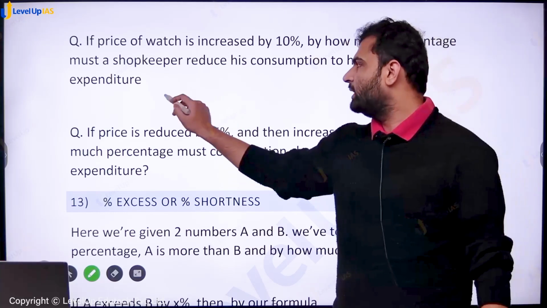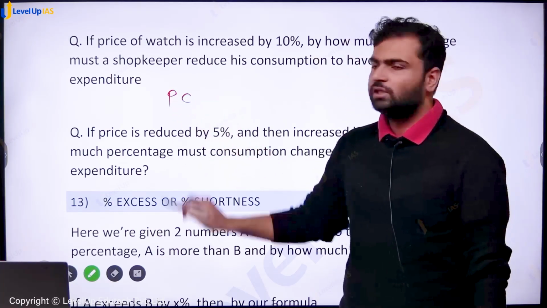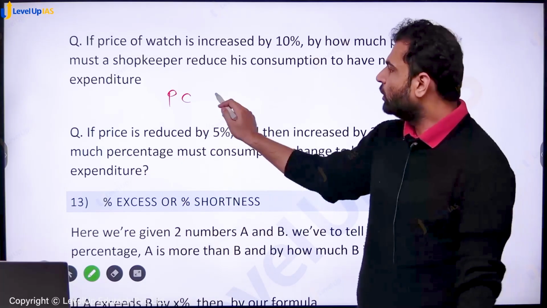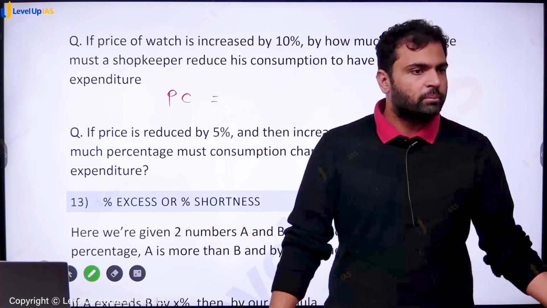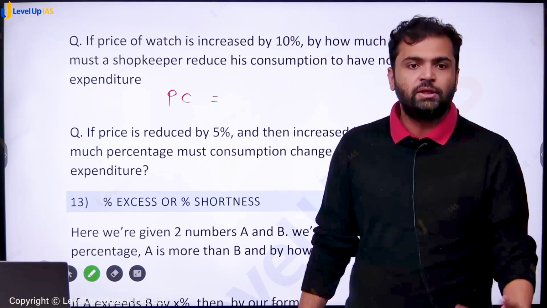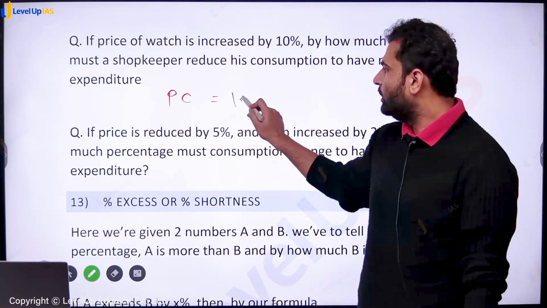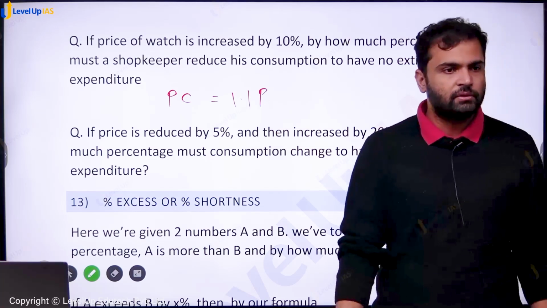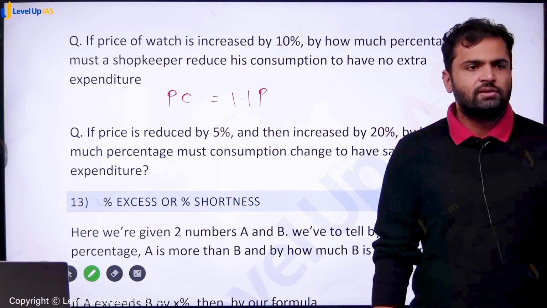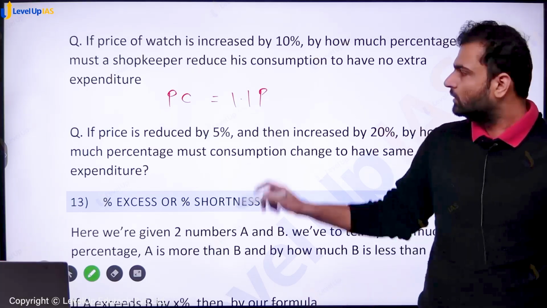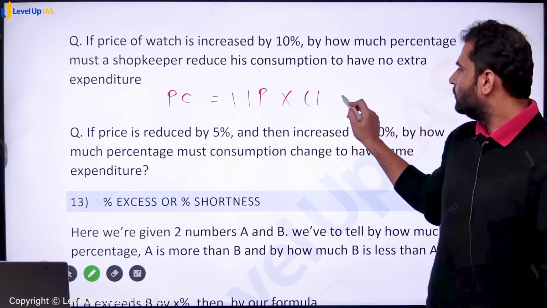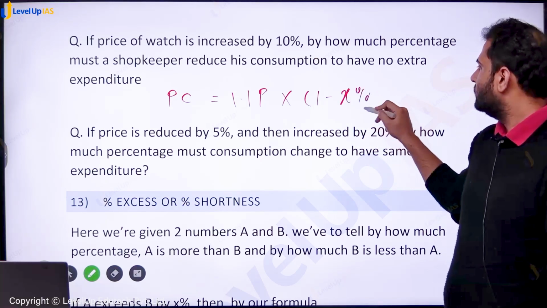If we assume P and C, what do we have? Initial consumption is P into C, initial price into initial consumption, and that is equal to the new one, because we want to keep the expenditure the same. The new price of the watch is a 10% increase, 1.1 times P, right? And let us say the new consumption is some X% reduction, which is 1 minus X% into the old consumption.